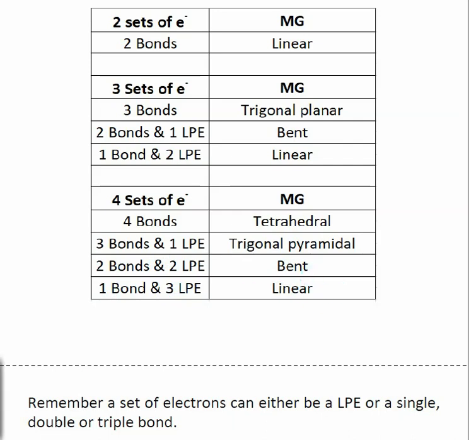And so there are the 5 and 6 sets of electrons. We really don't see these, especially inside of organic chemistry, and it's better just to look at this small set. So we're really only going to look at a central atom that has up to 4 sets of electrons allowed on it. And once you understand that, you can kind of extrapolate and understand other situations.